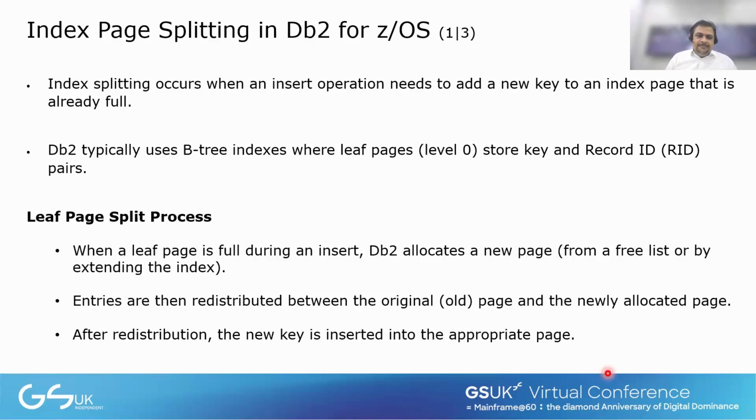So when leaf page splitting happens during an insert, as I said, a new page will be allocated, and redistribution will happen. After redistribution, the new key, which was supposed to be inserted in the previous page, gets inserted in an appropriate page.